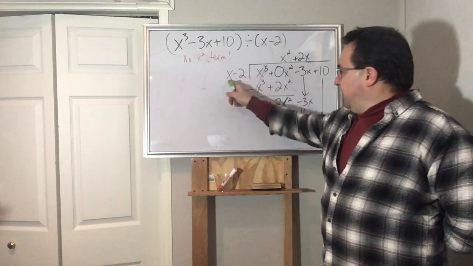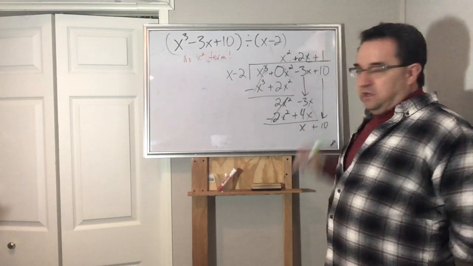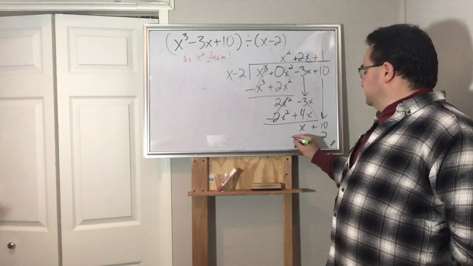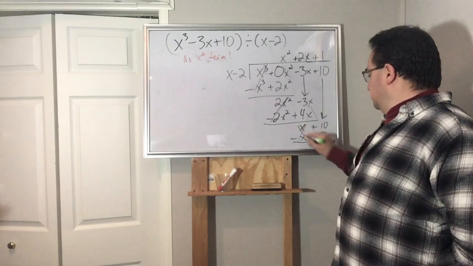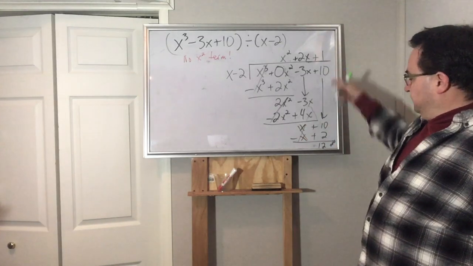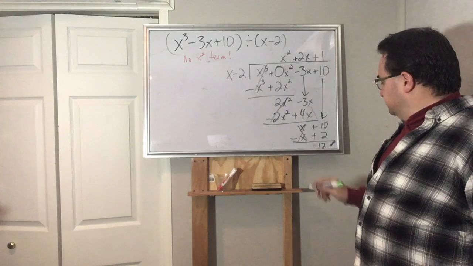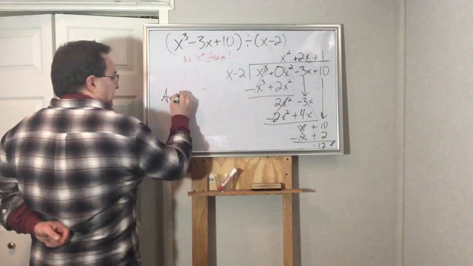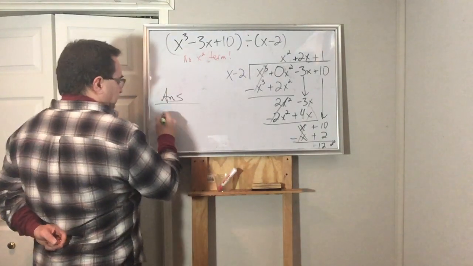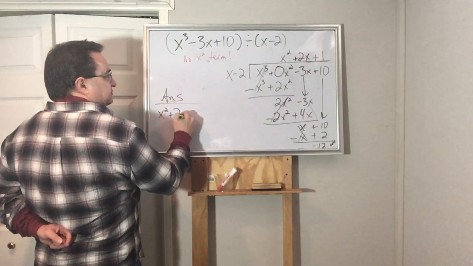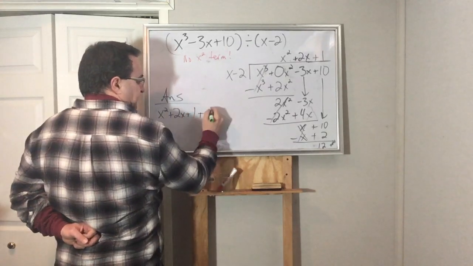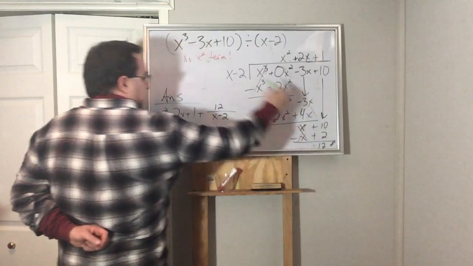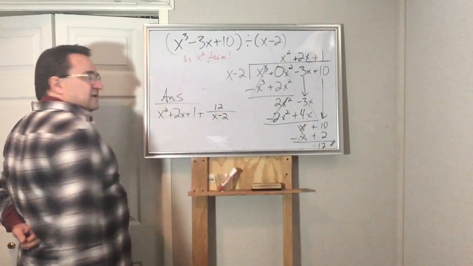Start all over. X times what is x? 1. Multiply. Switch the signs. And when I'm out of terms, this is my remainder. So I have a remainder of positive 12. So now I'm going to pull it all together and give my answer. My answer would be x squared plus 2x plus 1 plus 12 over x minus 2. This goes on top, that goes on bottom.